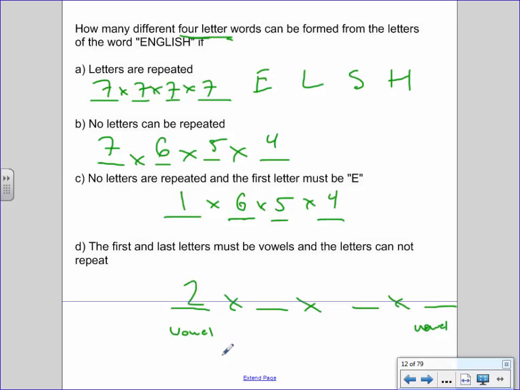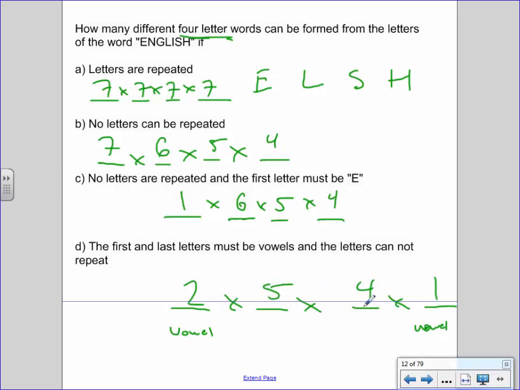Well, you know what? I should probably go to the end of the word and end with a vowel right away first to figure out what I have left to work with, right? If I've used one of my vowels right here, how many vowels do I have left to go here? Just 1. Okay, well then in the middle, there's really no restrictions. Well, how many choices do I have left, though? 5 for this one, and then 4.